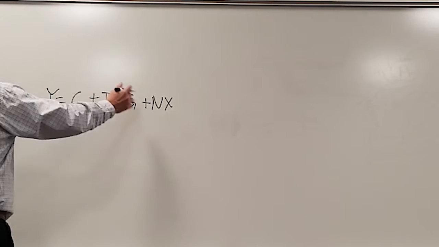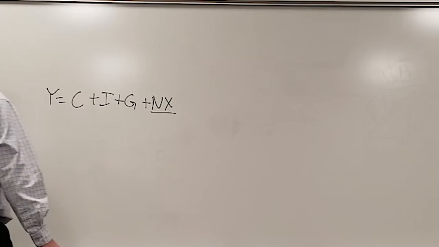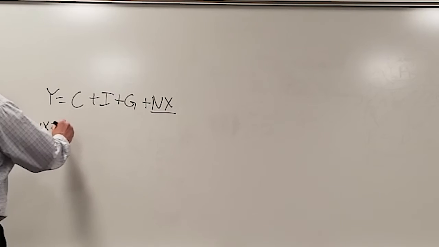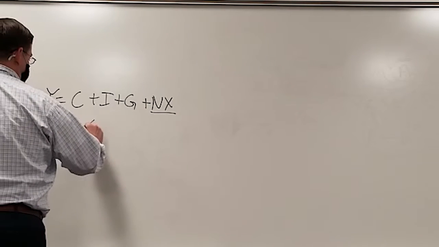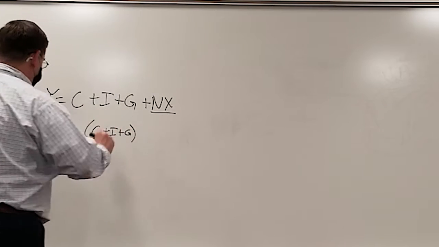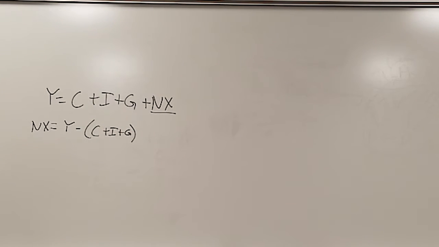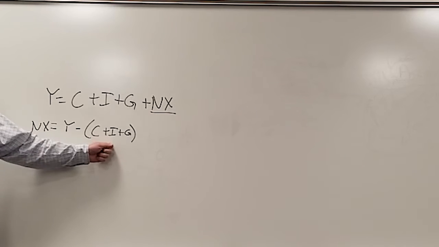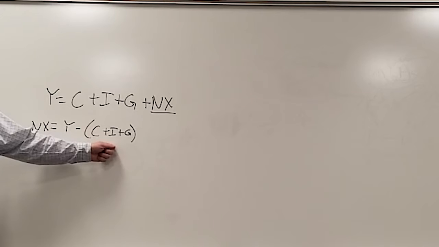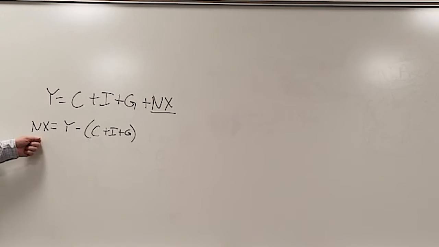We can solve this equation for net exports. So then we'd say that net exports is equal to output minus consumption, investment, and government spending. What does this mean? This is what gets produced in the country. This is what gets purchased within that country. Whatever gets made, but not purchased in that country, gets exported. Straightforward so far, I think.